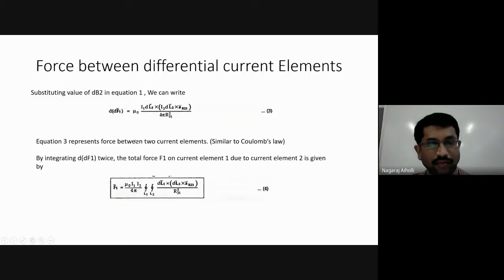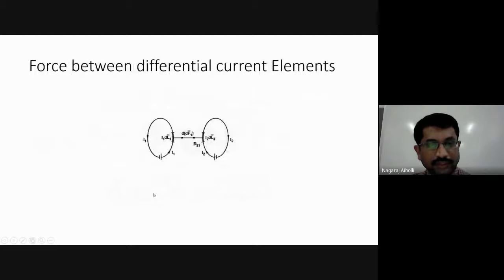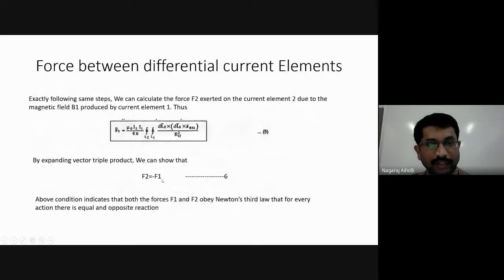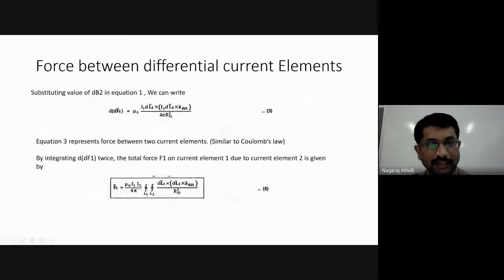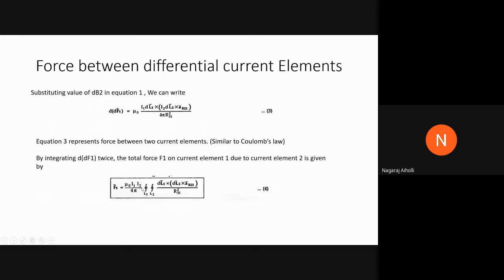Similarly, as I have found the equation for F1 bar, the force exerted on I1 dL1 bar due to I2 dL2 bar, I can find the force exerted on I2 dL2 bar due to I1 dL1 bar. That I will take as F2 bar. If I want F2 bar, wherever it is I1, replace it with I2, and wherever it is I2, replace it with I1, because of the property of symmetry. Wherever it is dL1, replace it by dL2, wherever it is dL2, replace it by dL1, wherever it is aR21, replace it by aR12, and wherever it is R21, replace it by R12.